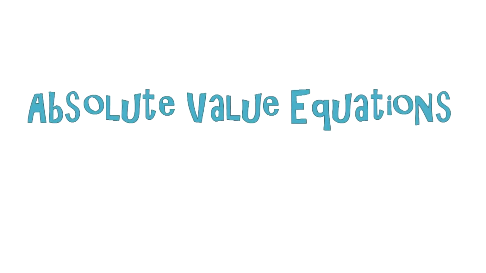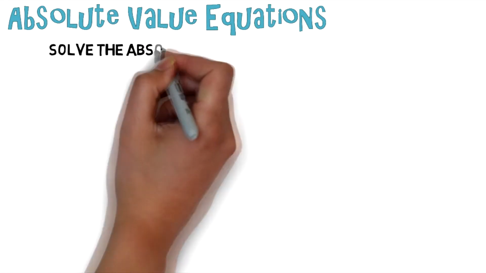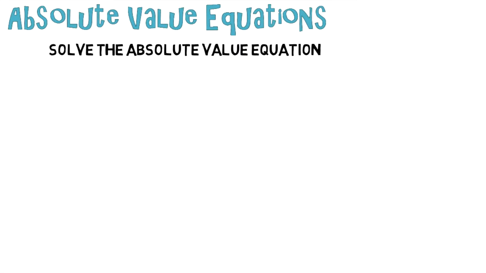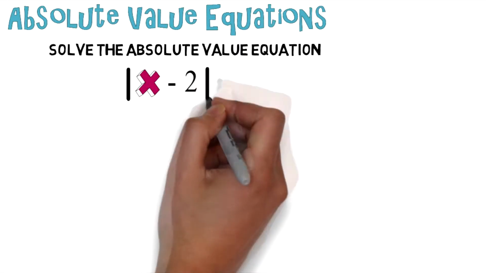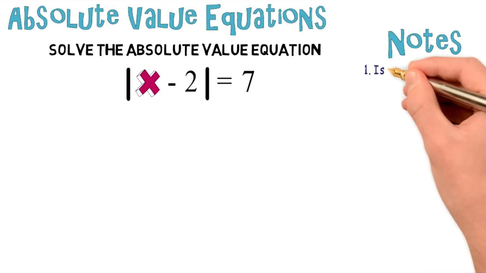Absolute value equations. Solve the absolute value equation. And you're given the absolute value of x minus 2 equals 7. Now, here are some notes to help you solve this equation.